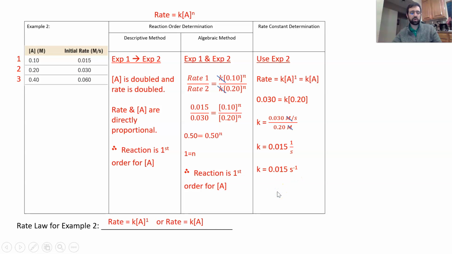Those units are equivalent. So rate equals k A to the 1, or rate equals k times the concentration of A, and k is 0.015 inverse seconds. K units for first order reactions are going to be 1 over s, or s to the negative 1, inverse seconds. These units are equivalent.